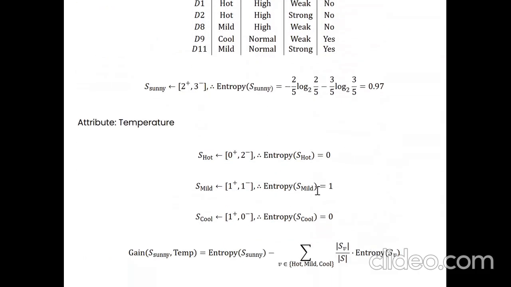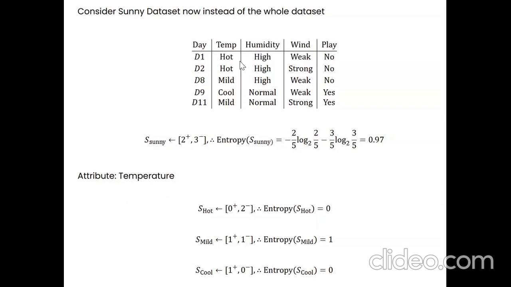Now, calculate information gain of S sunny with respect to temperature. So entropy of S sunny minus summation of V belongs to hot, mild, cool, mod of SV upon mod of S into entropy of SV. Now entropy of S sunny, which we calculated as 0.97, we will write it. And now for S hot, there were 2 records. So mod of 2 upon mod of 5. Mod of S, here S is our sunny data set only.